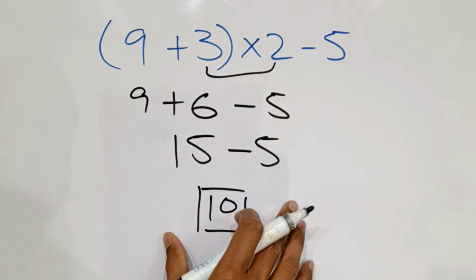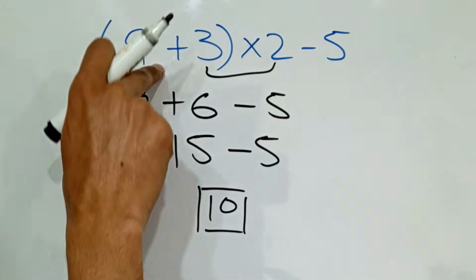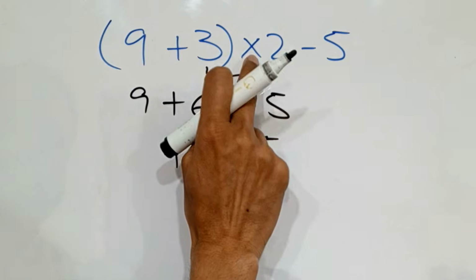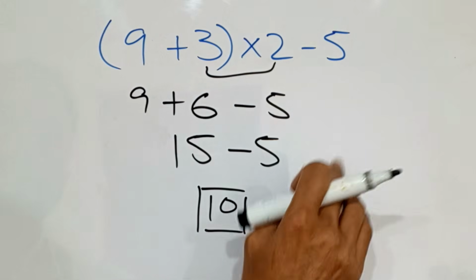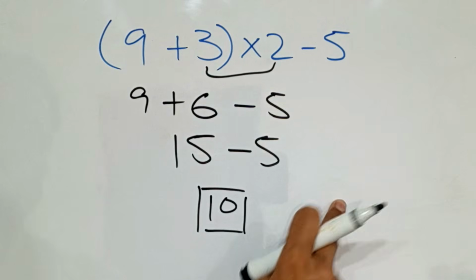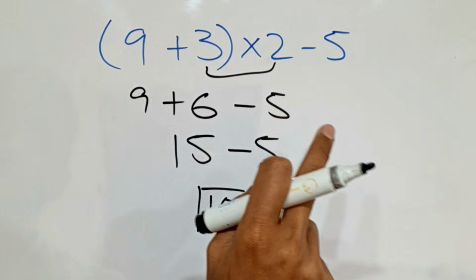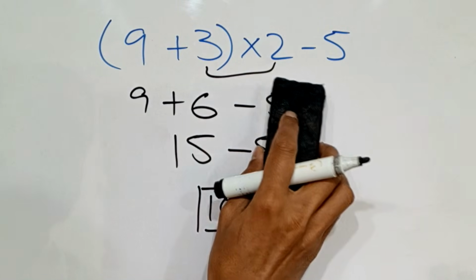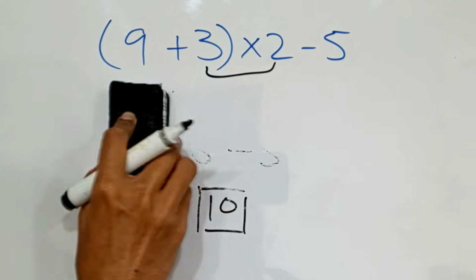This gives us 10, but this is wrong. Parentheses must be done first, right? Then multiplication and division, then addition and subtraction after multiplication and division. We use the PEMDAS rule, follow the order of operations, right? So now let's solve it correctly.